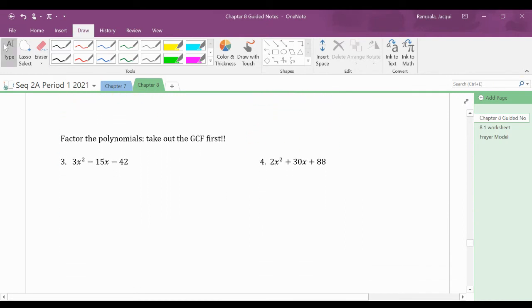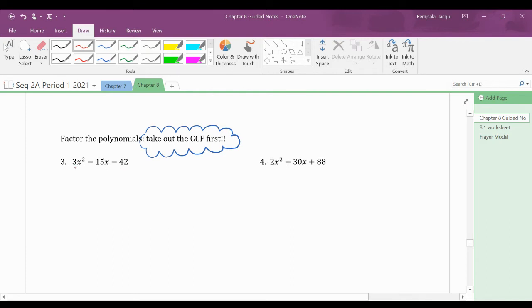Now, if we take a look at these next problems, it says to factor the polynomials, but it also says take out the GCF first. I know I've been stressing this in previous lessons, but it's always important to make your very first step looking for a greatest common factor. Notice that my first problem here is 3x squared minus 15x minus 42.